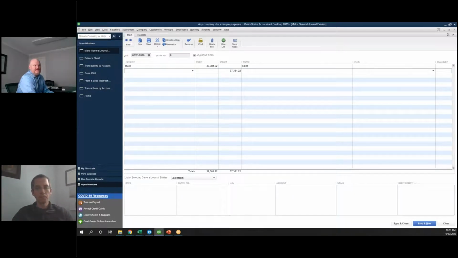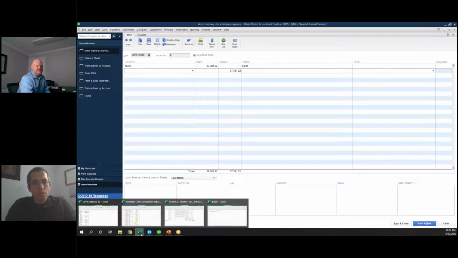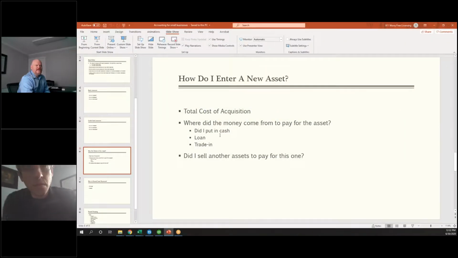Did I finance this? Did I come with cash? How did this transaction work? This is the essence of a journal entry. When we go back here, did I put in cash? Did I take out a loan? Is any of it a trade-in? And am I capturing the total acquisition cost?